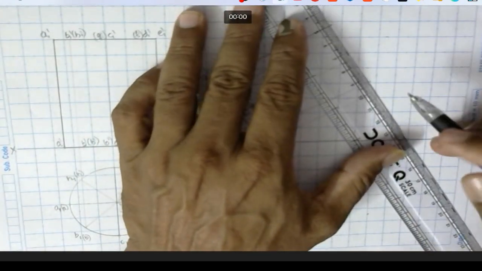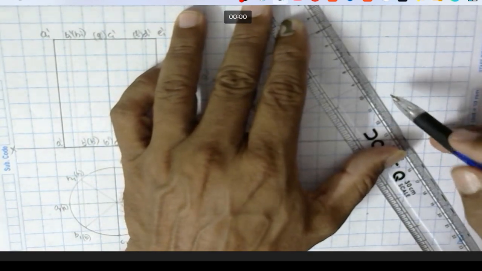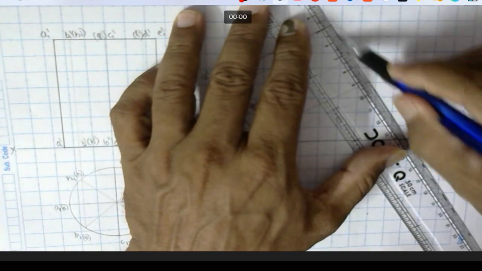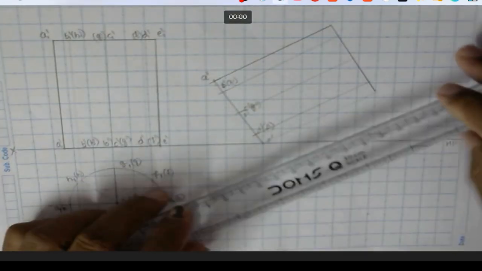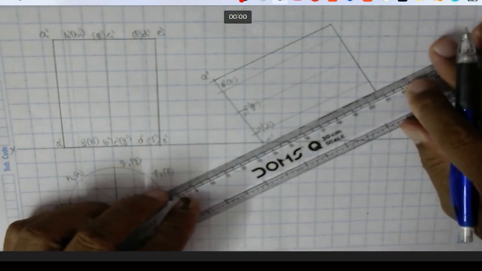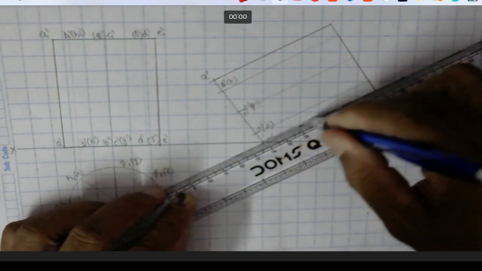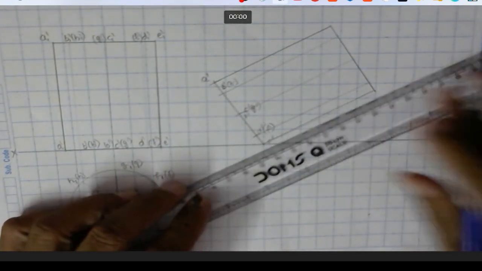So now let us draw top surface. Somewhere we made a mistake. I am getting a little different dimensions for top surface. You take care of it. Sorry.